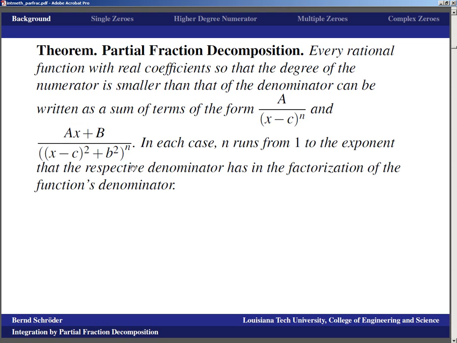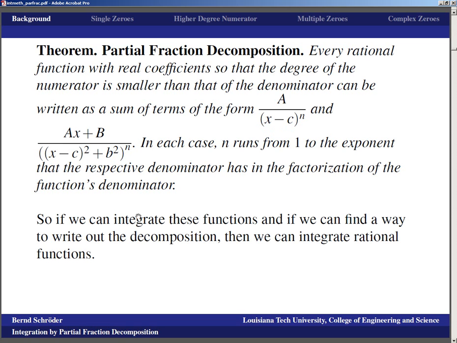Every rational function can be written as a sum of terms of these forms, and in each case this exponent n runs from 1 to the exponent that the respective factor has in the factorization of the function's denominator. Okay, now that looks rather complicated. We will see in the examples how that lines up. Basically what you want to remember is that you can break it down into terms that look like this, and what you have to do is count the exponent from 1 up to however many terms of each form you have in the denominator.